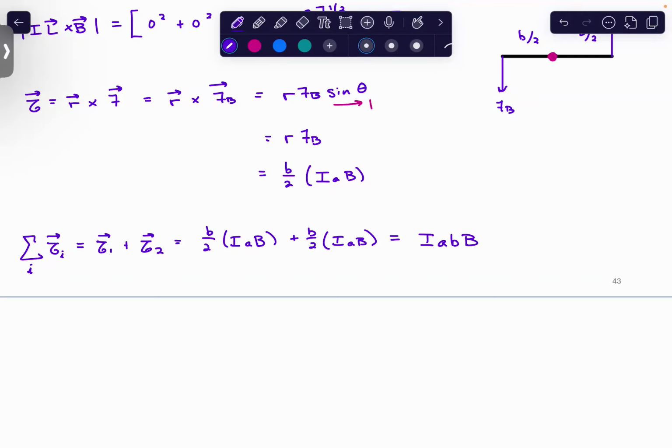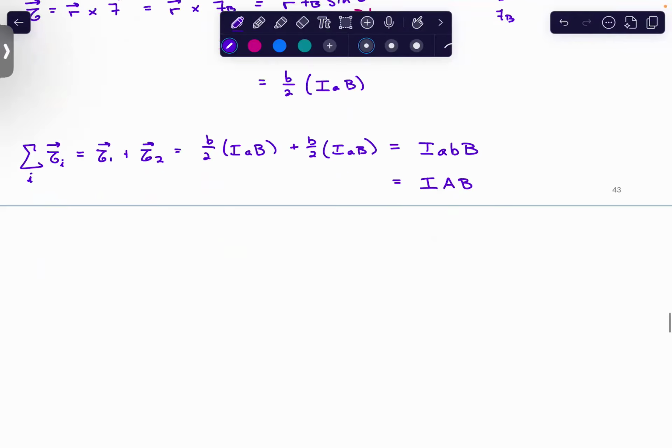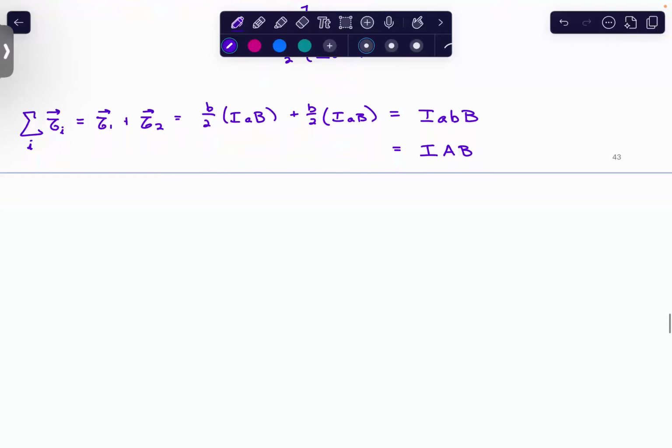And think about this rectangle. What is A times B? The area. So that's the area of your loop. Now, I'm going to try and think of this in a more generalized format.